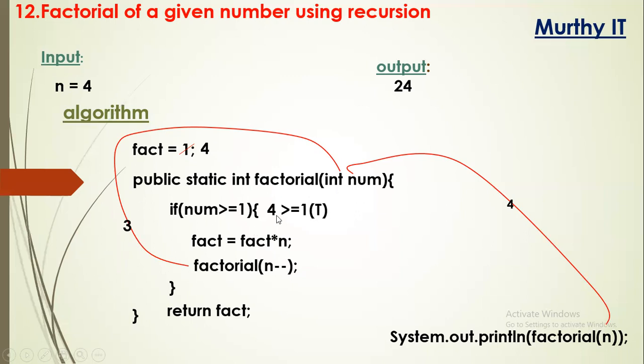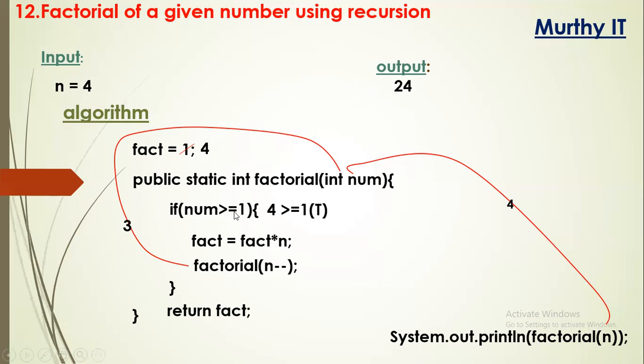2 greater than or equal to 1. Yes, true. Now fact equals fact into n. So previously how much is there? It is 12. 12 into 2 is 24. Now 2 minus 1, so 1 will be passed. Now 1 greater than or equal to 1, true or not true? So like that, finally 0 will come.